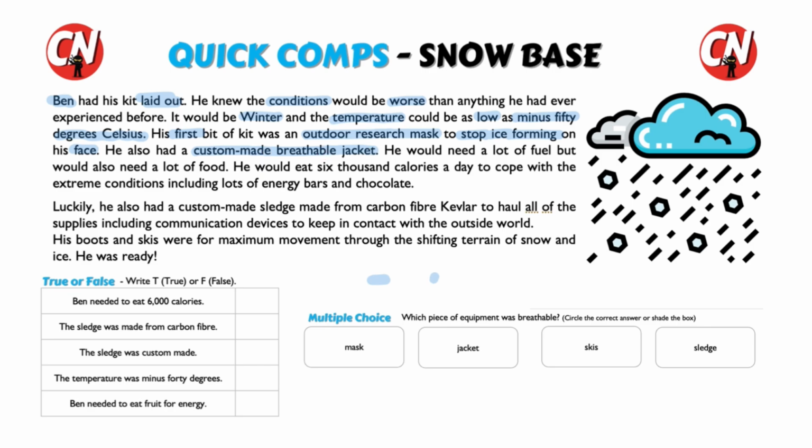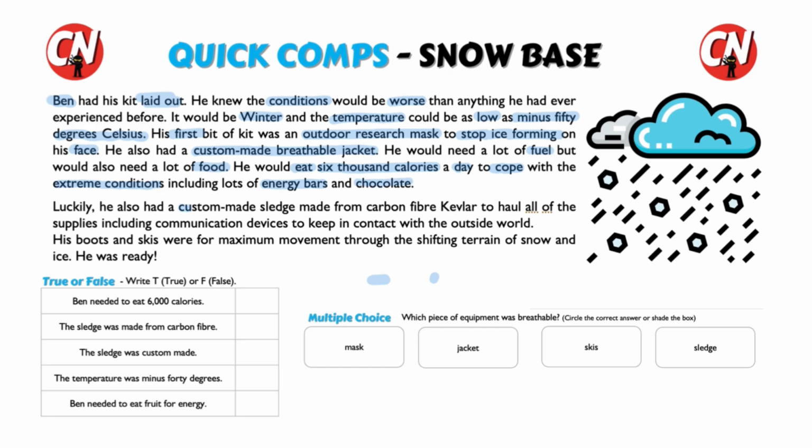Again, he would need a lot of fuel. Again, you might not know what that word means, so we're going to highlight it, unknown vocabulary. But he would also need a lot of food. He would eat, verb, 6,000 calories, so we've got a number and a name in there, a day, to cope. What does cope mean? Not sure. With the extreme conditions, including lots of energy bars and chocolate.